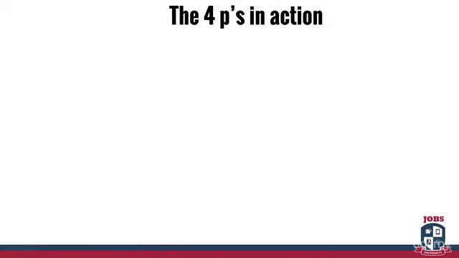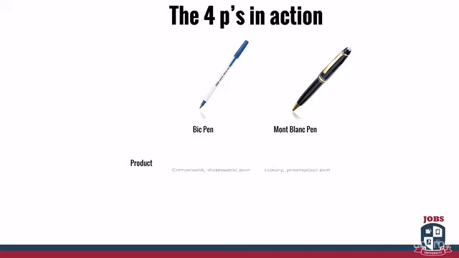So a good way to see the 4 Ps in action is to compare two products with pretty much identical functions, but that are quite different, the Bic pen and the Mont Blanc pen. So the Bic pen is designed to be a convenient disposable pen, whereas the Mont Blanc pen is a luxury prestigious pen. They differ greatly in price.